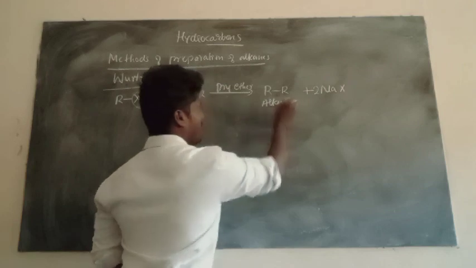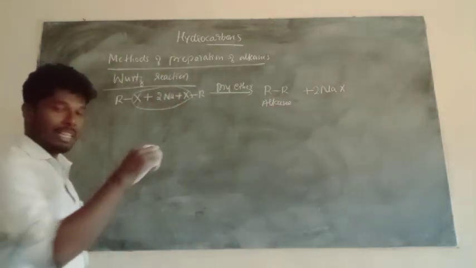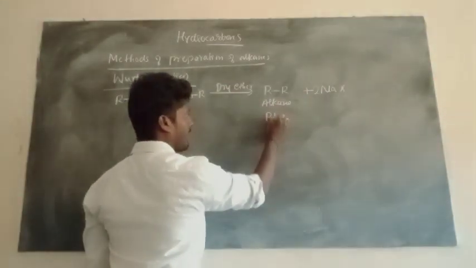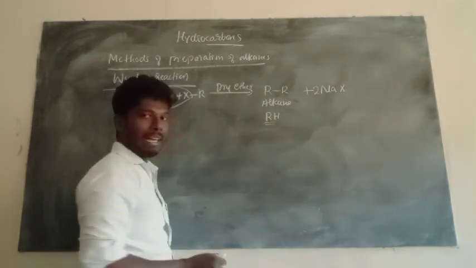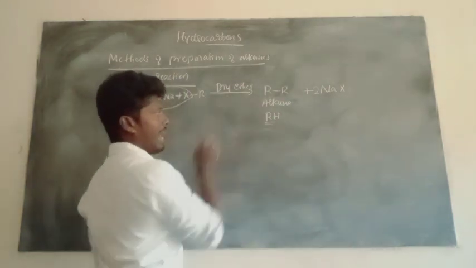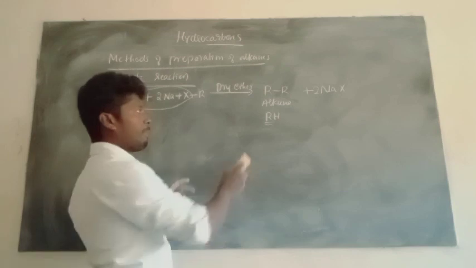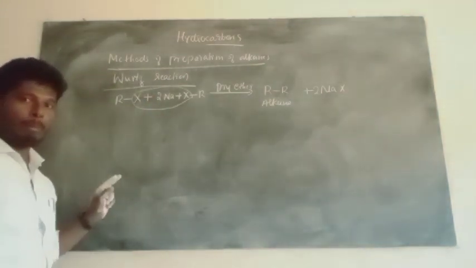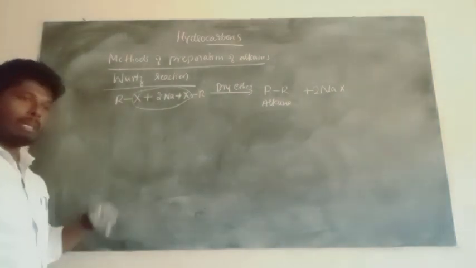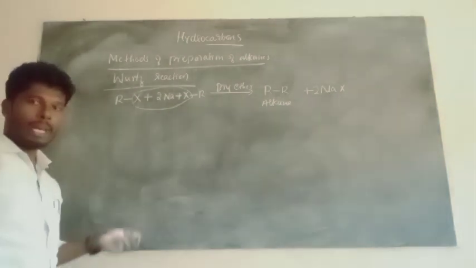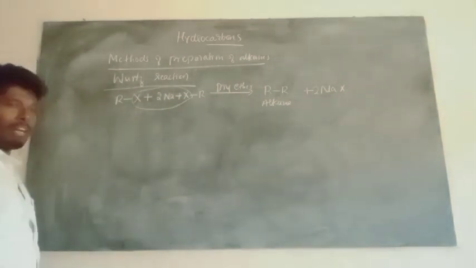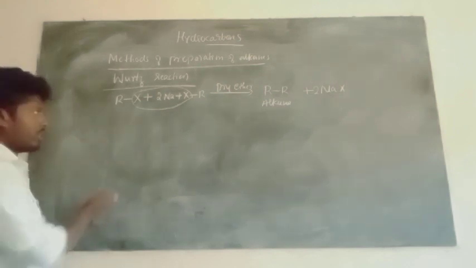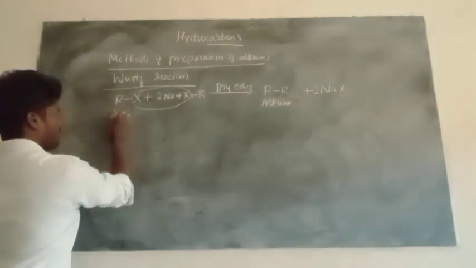So observe in this case we get higher alkanes, but in the last case, the previous case, we get RH, the alkane. This is the lower alkane, this is the higher alkane. So in this method we can prepare only the higher hydrocarbons. We can't prepare lower hydrocarbons. But in the previous method we can prepare lower hydrocarbons. This is one of the limitations of Wurtz reaction.